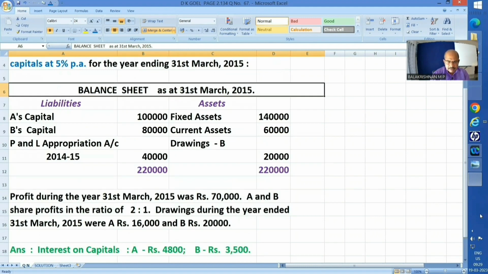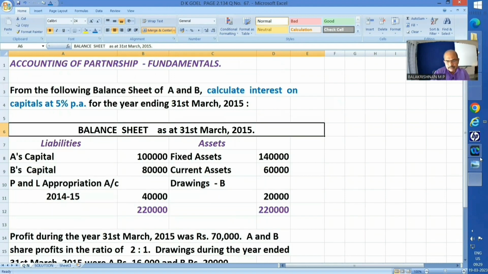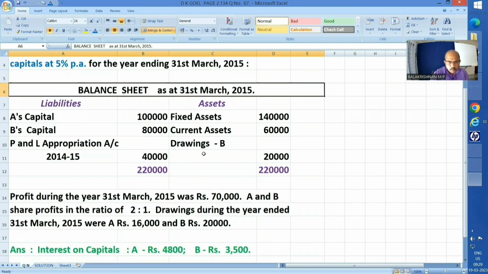This sum as such is very simple, at least the requirement. Calculate interest on capitals. But there are two places where the students may make mistakes. Hence, I have taken it up. First of all, only partner B's drawing has been given within the balance sheet, and they have given partner A's information outside the balance sheet. How will you tackle it?